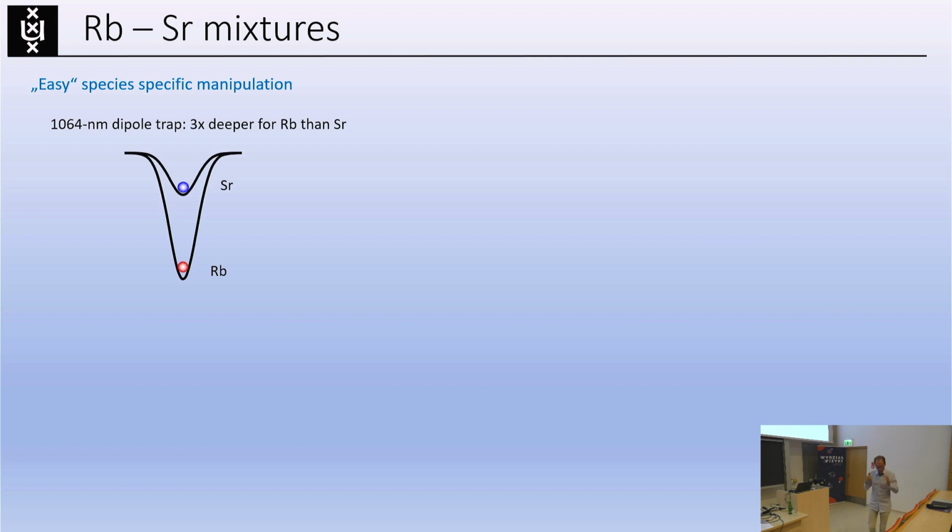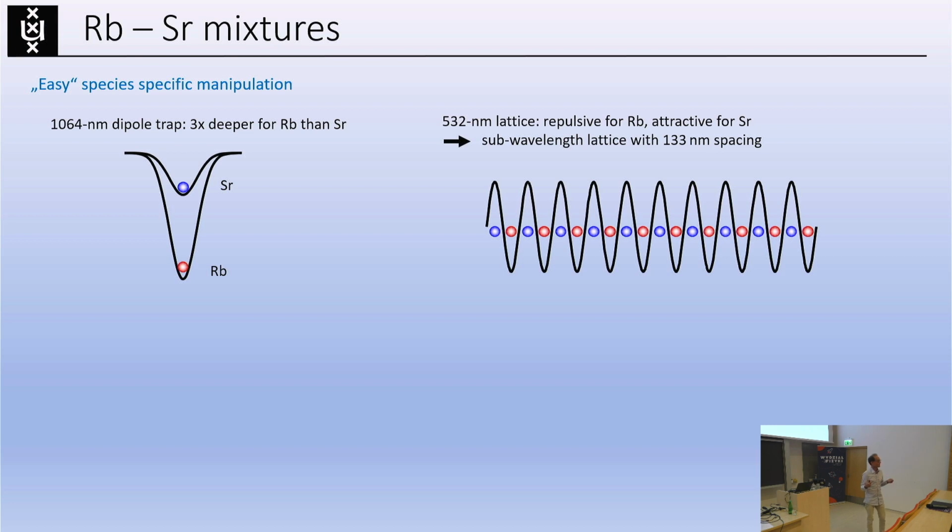Now, let's discuss a few properties of this mixture that we will make use of. If you use a dipole trap around 1064 nanometers, you will trap rubidium 3 times more strongly than strontium. And if you use, say, an optical lattice at 532 nanometers, the bright antinodes will be attractive for strontium but repulsive for rubidium. So in this situation, you could make a patterned loading of rubidium and strontium this way, where the spacing between these species would just be half of the lattice spacing, so 133 nanometers, really small.